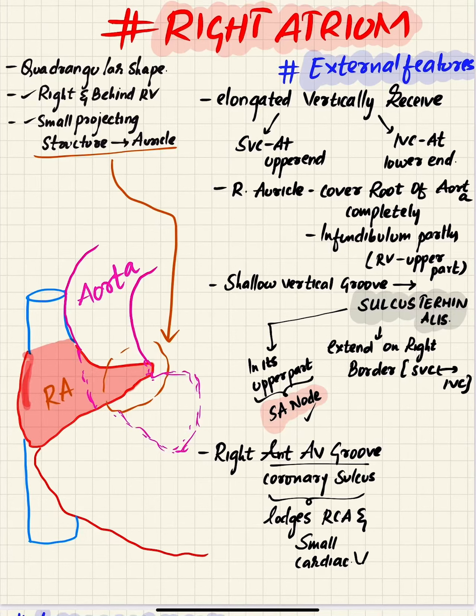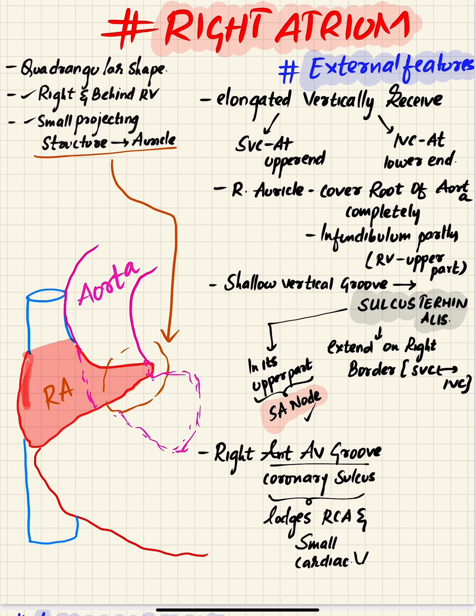Today I'll be talking about the right atrium. The right atrium is quadrangular in shape and present on the right side and behind the right ventricle. It has a small projecting structure called the auricle, the right auricle. See, this is a slight projecting structure in the right atrium called the right auricle.